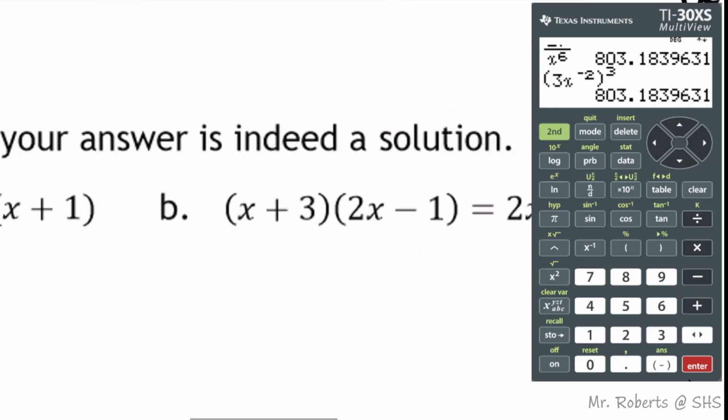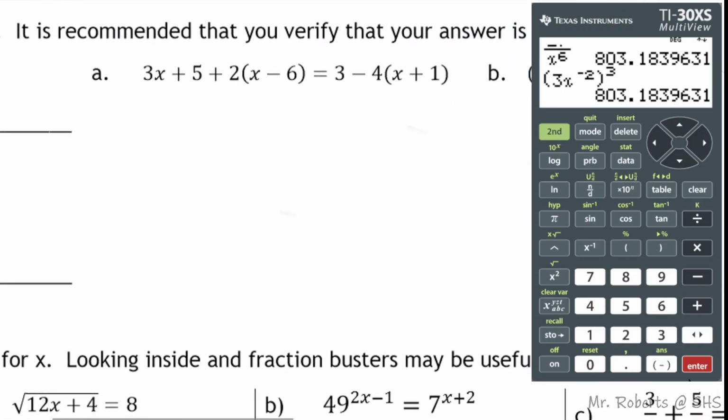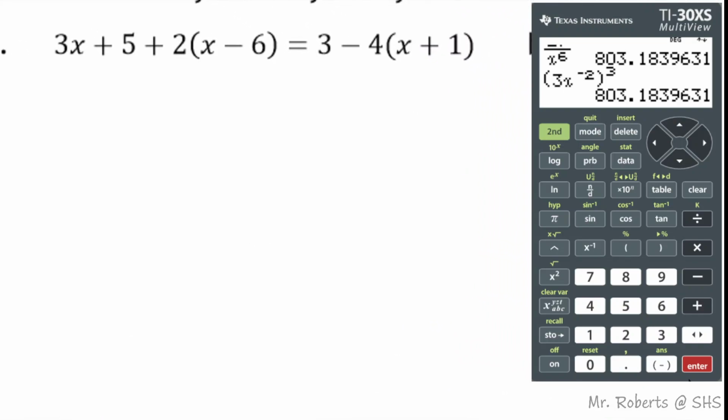All right, question 2. Solve. It says that it's recommended that you verify that your solution is indeed a solution. So I might check that to make sure it works out well for us. So let's take a look at this.